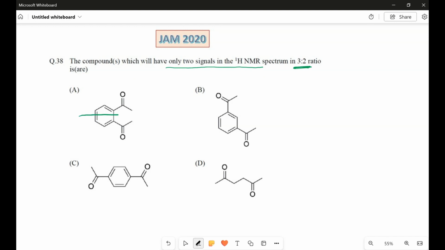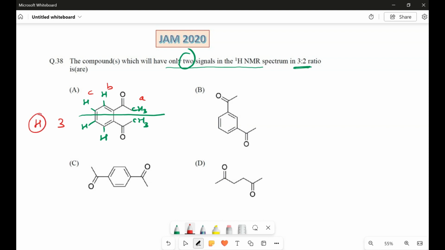So let us do the first molecule. You have a plane of symmetry here. So cut the molecule into two equal halves. So you have CH3, CH3. You have hydrogen, hydrogen, hydrogen, hydrogen. They're asking for only 2 signals in proton NMR. Here I have A, B, C. I have 3 signals in proton NMR. Therefore, A is obviously wrong.